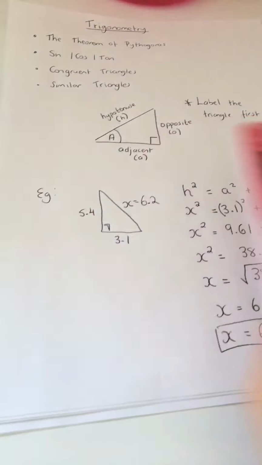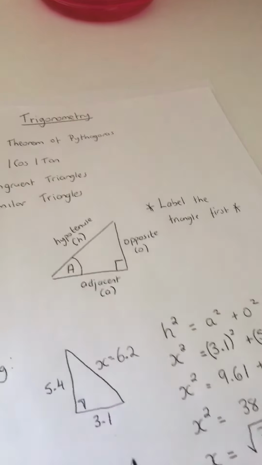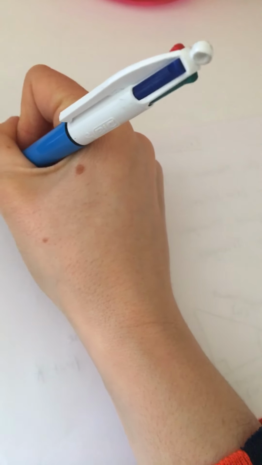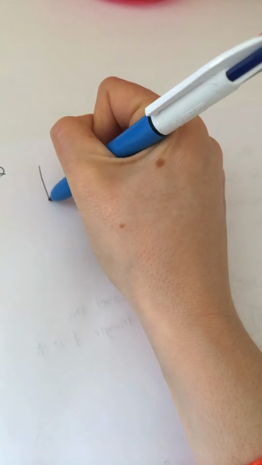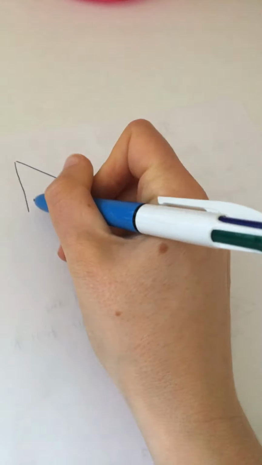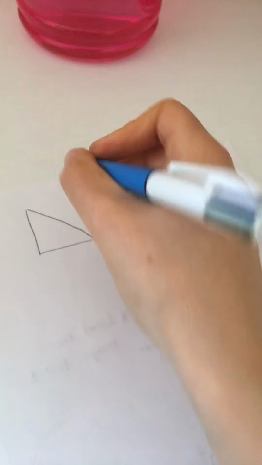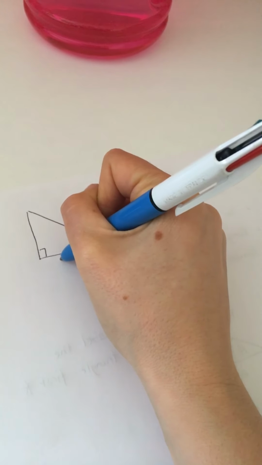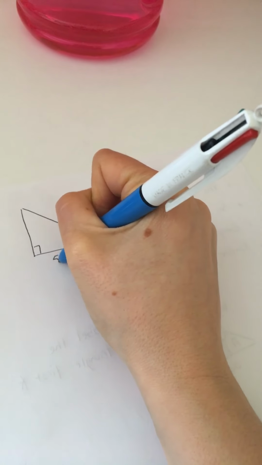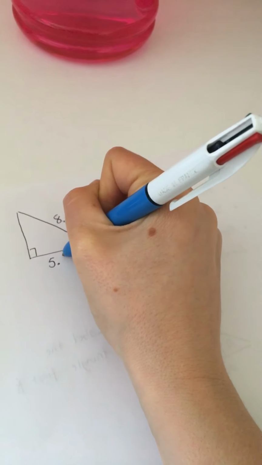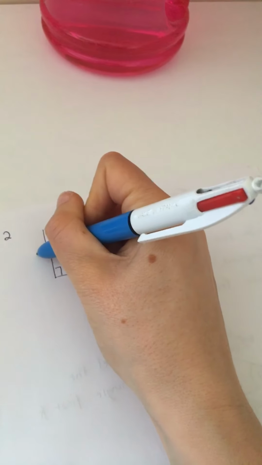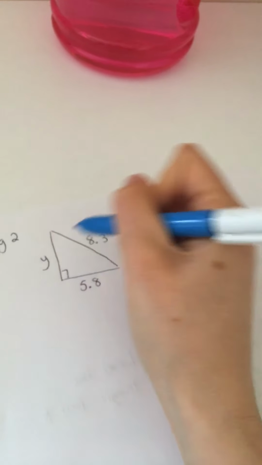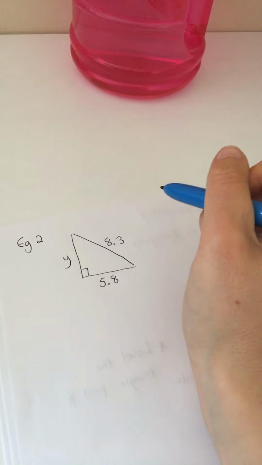Okay. Now one other example I'm going to go through with you for the theorem of Pythagoras. So we'll get drawing another triangle. And I'll say this is 8.3, my right angle, and I'll say this is, we'll say 5.8. So the missing side is over here, and I'll call it y in this scenario. It could be called any letter.